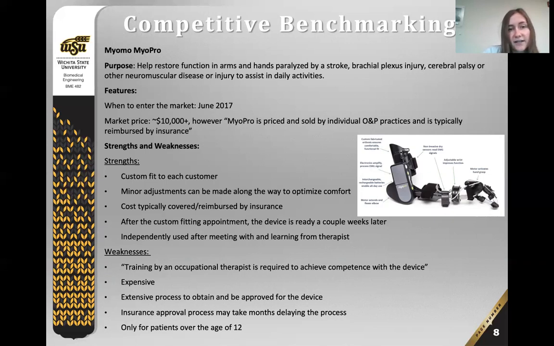The strengths of this device are that it's custom fit to each customer, minor adjustments can be made to optimize comfort, insurance covers the cost, the device is quickly ready after the fitting, and you can use it independently after the training process is complete. The weaknesses of the device include that you have to go through training in order to obtain the device, it is expensive, and there is an extensive process to be approved for the device. Insurance approval takes months, and that is only for patients over the age of 12.